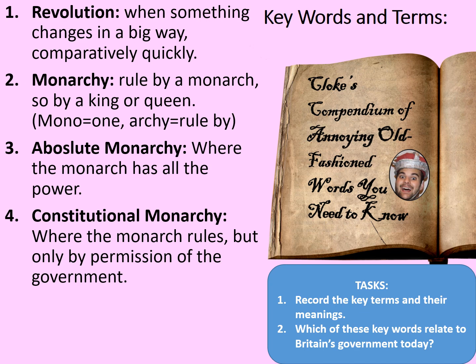So which words do apply to Britain today? Are we going for a revolution? Well, probably not. There's been big challenges in the country lately, but after it's all dealt with, it'll probably go back to pretty much how it was before. What about a monarchy? Do we have one of those? Well, yes, we do. We've got a queen, haven't we?